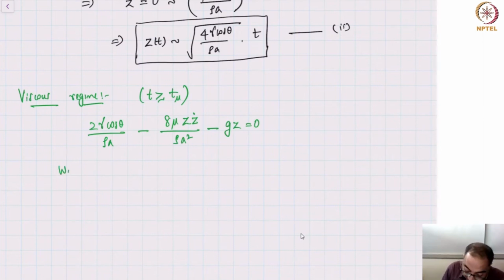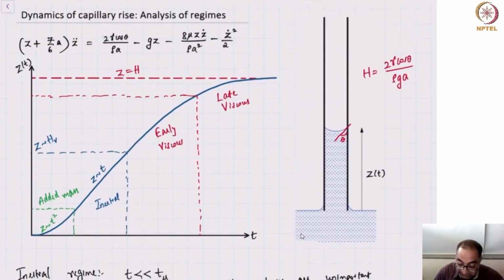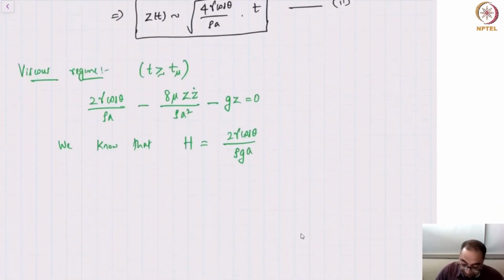Okay, and we know that the static height of the capillary tube is 2 gamma cos theta by rho g a. Why is this important? Because now we are approaching this final height. Okay, so that is the height that is shown with the red dashed line at the very top. We are approaching this final height, and we want to see a natural length scale emerging, and we want to see how this length scale also enters the analysis.